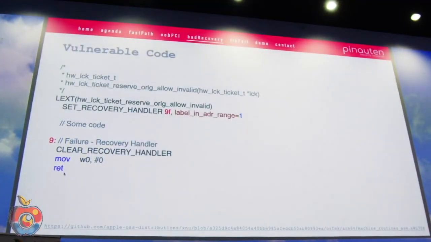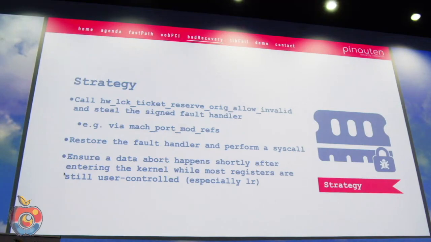This is a normal return. This is not an authenticated return. And usually this wouldn't be a problem because this function does not ever change the link register. But we will soon see that you cannot assume that the link register actually has the value that it should have.